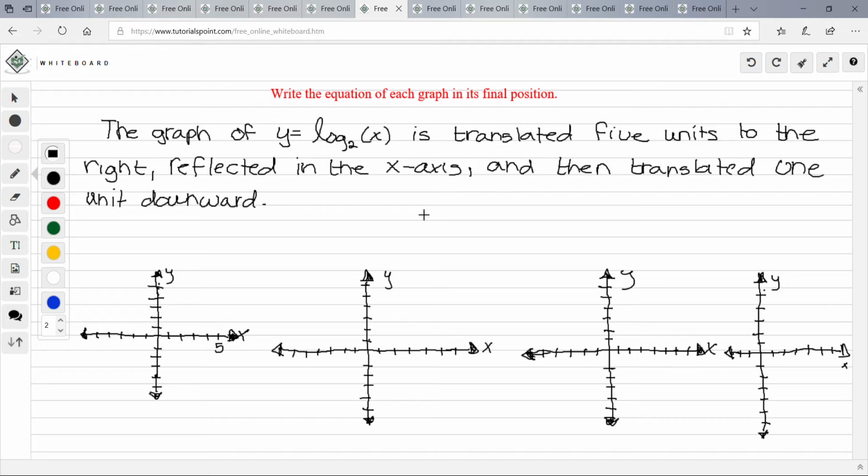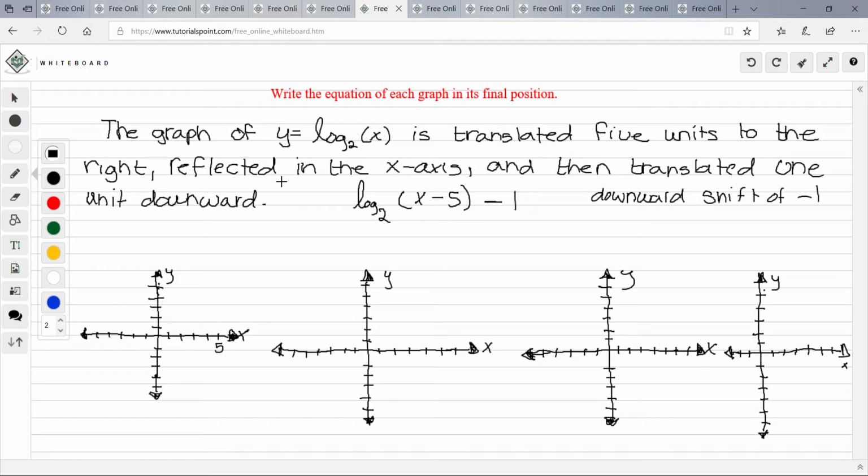There's a phase shift on the x-axis, and it's 5 units to the right. So it's not going to be x plus 5. It's going to be x minus 5, because if you set that to 0, you get positive 5. So we know it's 5 units to the right, and we know it has a log base of 2. And then what else do we know? We know that it's translated one unit downward, so there's a downward shift of negative 1. So it's going to be minus 1.